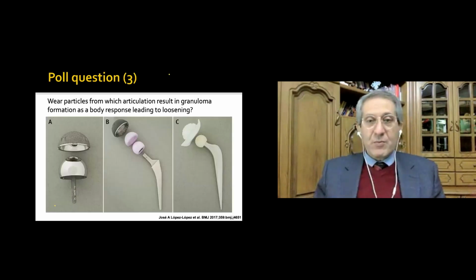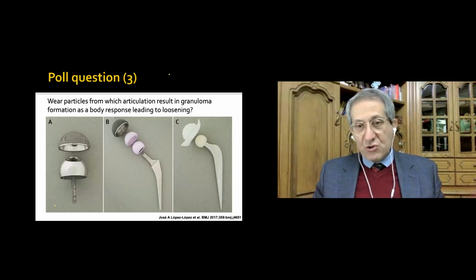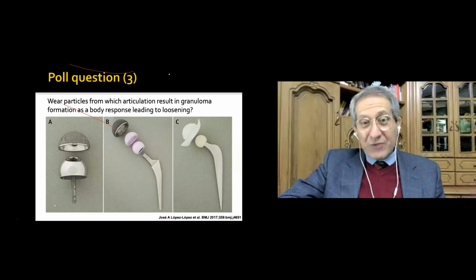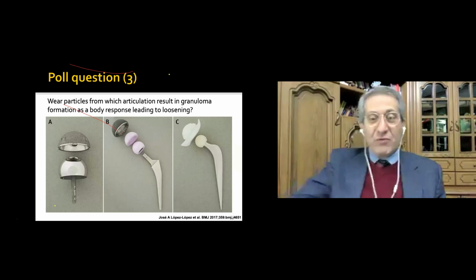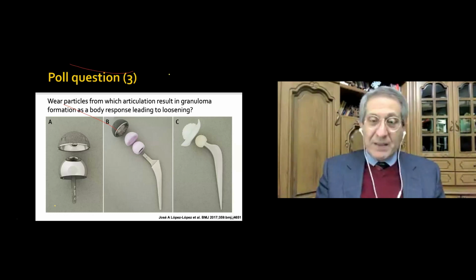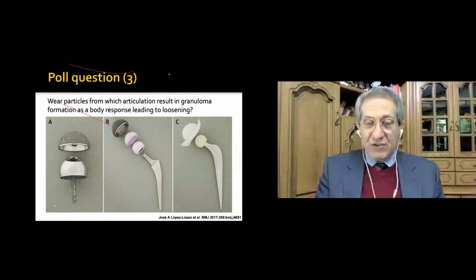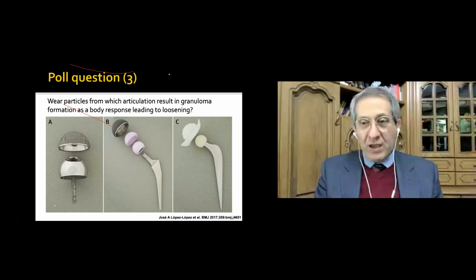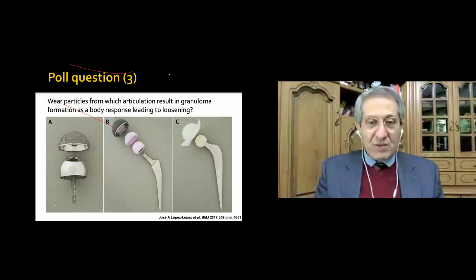Here is another poll question. In which articulation do wear particles result in granuloma formation as a body response, leading to osteolysis? Please vote. The correct answer is C, where the polyethylene particles are known to cause macrophage activation and granuloma formation with osteolysis. Metal-on-metal articulation in figure A usually results in lesions such as pseudotumor, ALVAL, or ARMD, while ceramic-on-ceramic articulations are biologically inert.